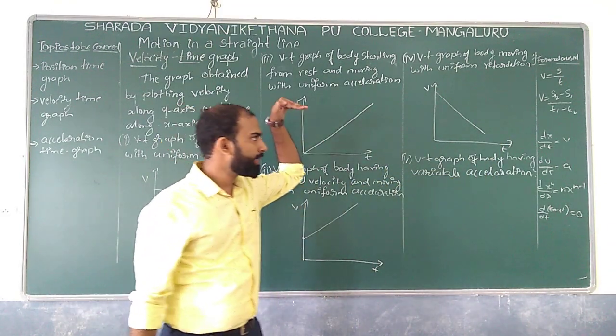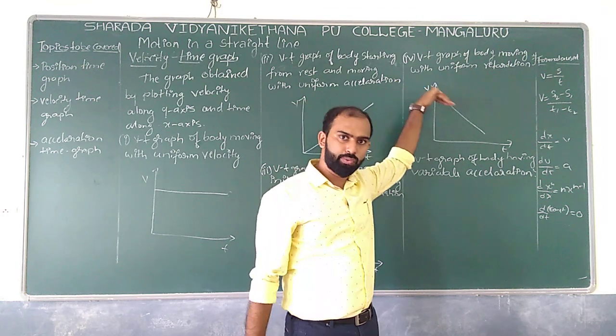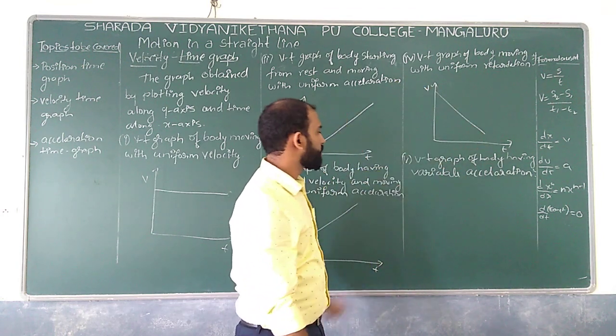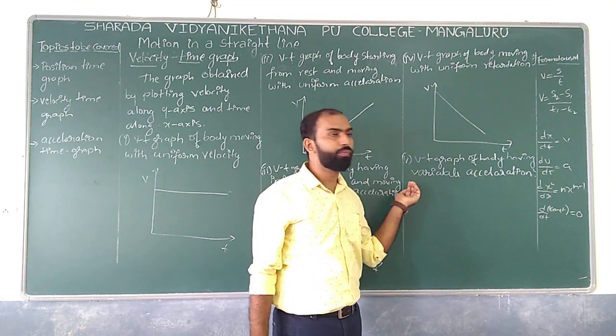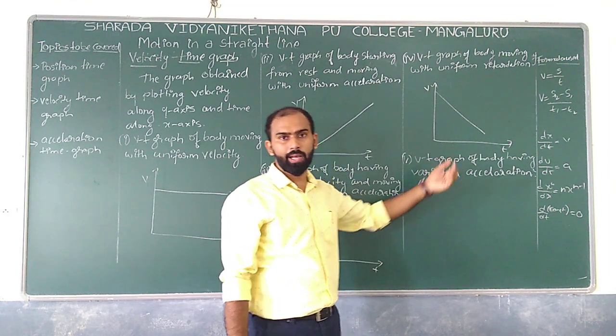The body is going to decelerate, which means velocity is going to decrease. Correct? Yeah. So the next one is the body is moving with a variable acceleration. How to get a variable acceleration?